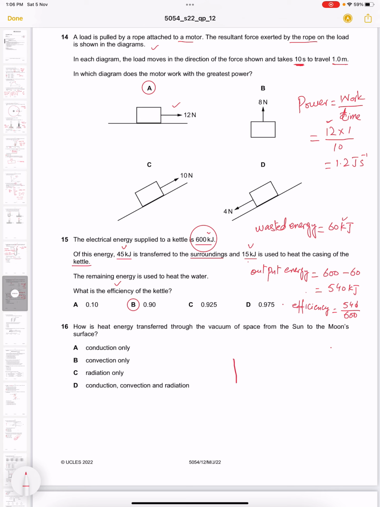How is heat energy transferred through the vacuum of space from the sun to the moon's surface? We all know that in space the mode of heat transfer is only radiation. Right? So option C is the correct one.